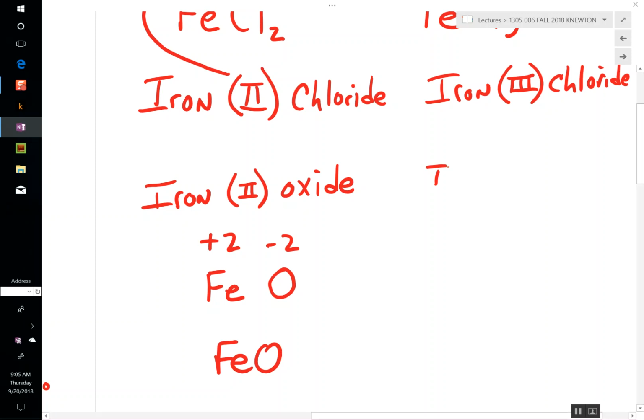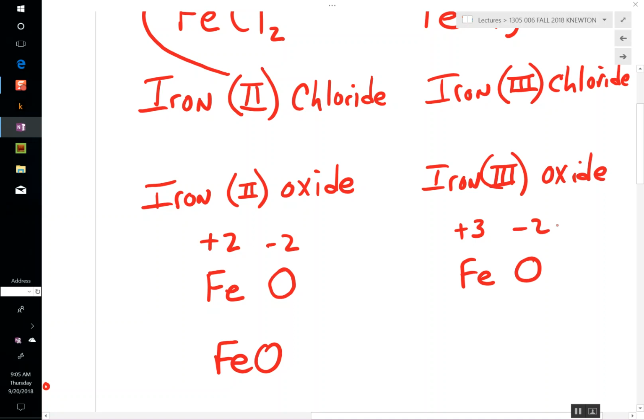We'll look at another example. Here's iron 3 oxide. What's the formula for iron 3 oxide? We got an Fe and an O. What's the charge on the iron? +3. What's the charge on the oxide? -2. It doesn't change. Oxide is always -2. And notice here, we're going to get a 2 down in there and a 3 down in there. Fe2O3 is iron 3 oxide. Okay?